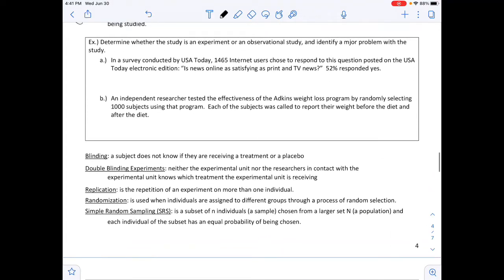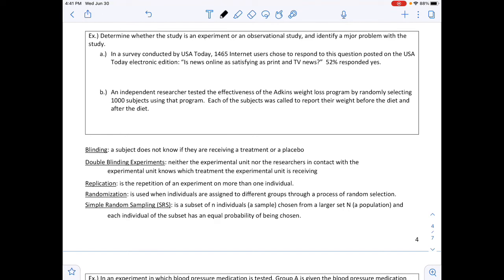So the next example that we have says determine whether the study is an experiment or an observational study and identify the major problem with the study.